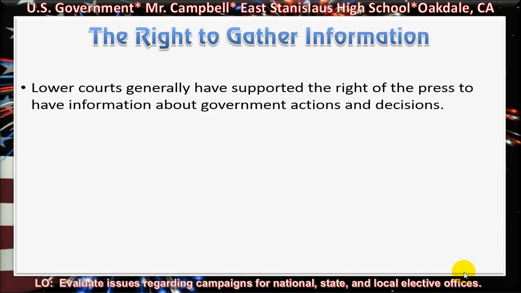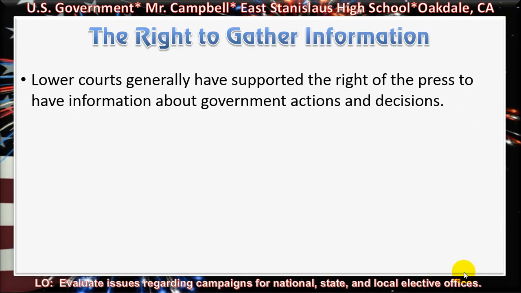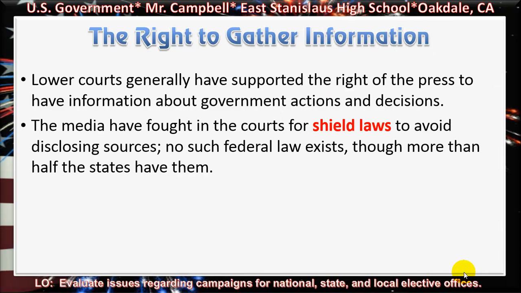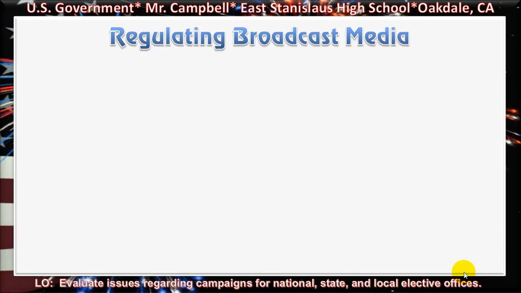The right to gather information. Lower courts have generally supported the right of the press to have information about government actions and decisions. The media have fought in the courts for shield laws to avoid disclosing sources. No such federal law exists, though more than half the states have them.